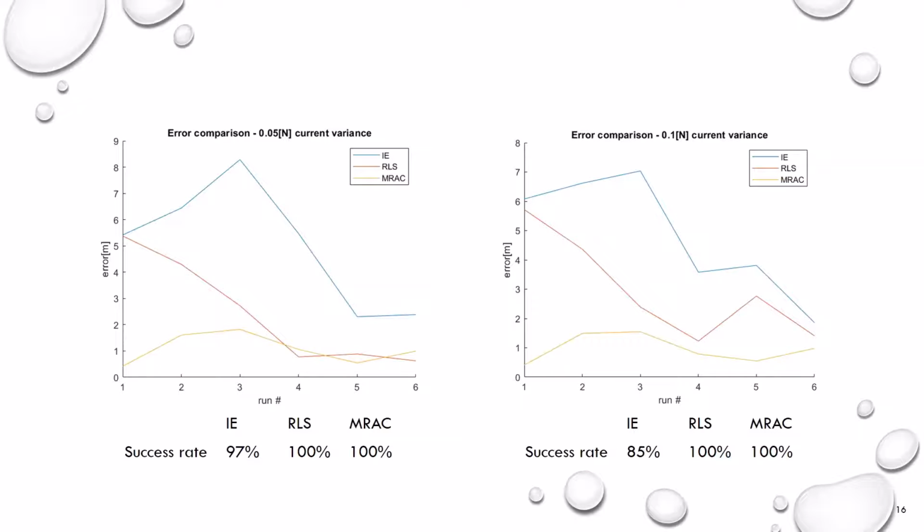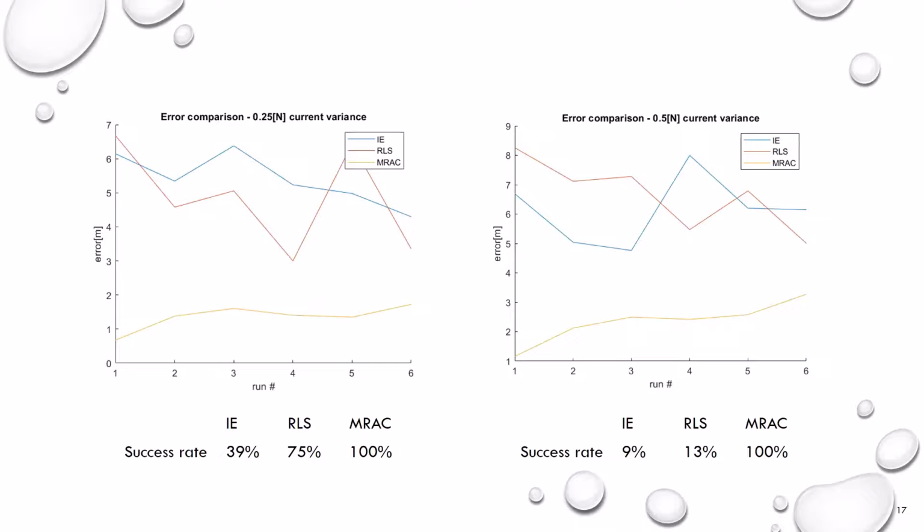And then we start increasing that variance for the current. So we see with 0.05 variance term, IE starts failing. Not a lot, but it does fail sometimes. MRAC and RLS still perform just as well. And then when we keep increasing that variance, IE starts failing more often.